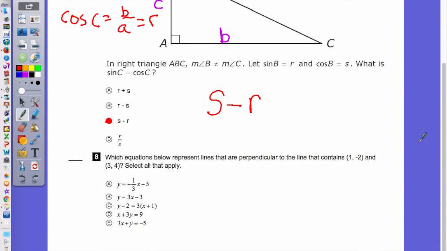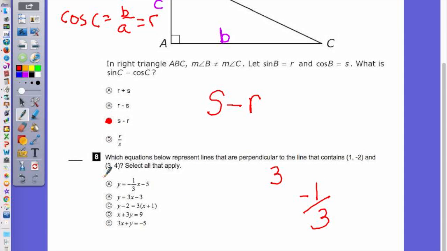Which equation below represents lines that are perpendicular to the line that contains (1, -2) and (3, 4)? Select all that apply. As far as I'm concerned, this is an algebra question. What I did was I found the slope. The slope of this line is 3. So if I want perpendicular, what slope is going to be perpendicular to 3? -1/3.